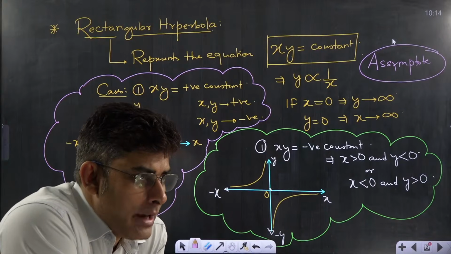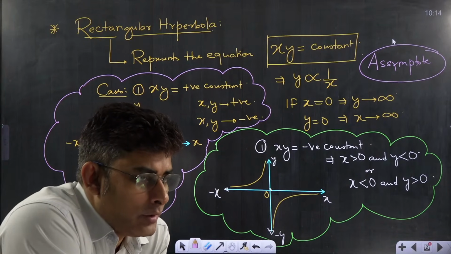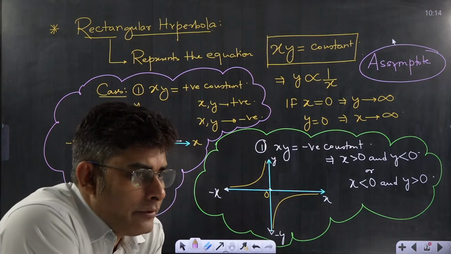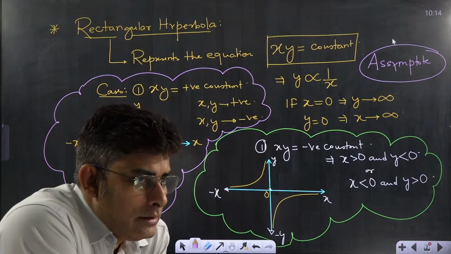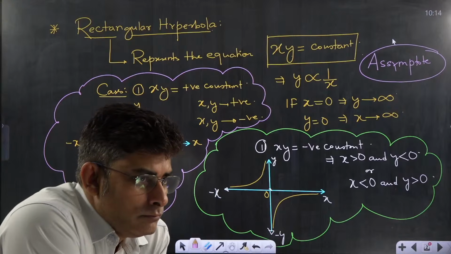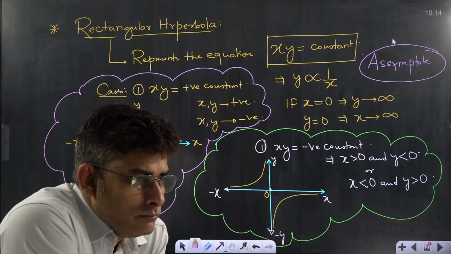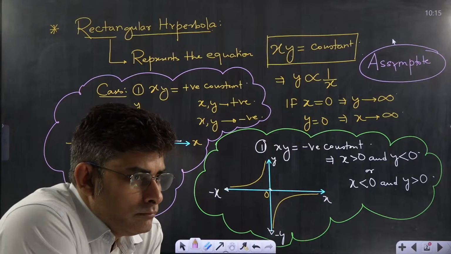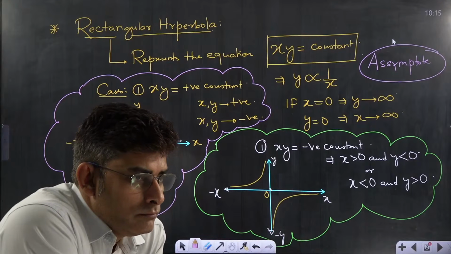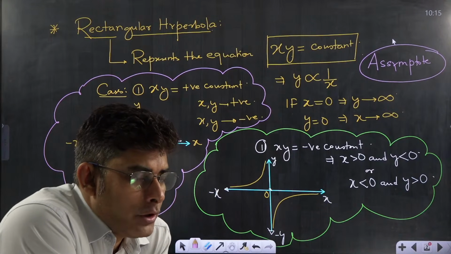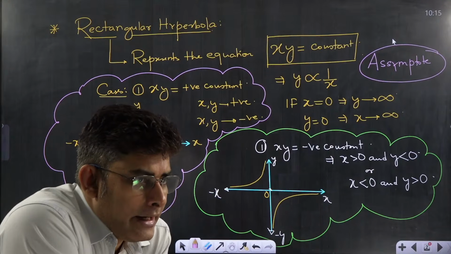So for the rectangular hyperbola that I have drawn, what are the two asymptotes? Which are the lines which you are seeing that this curve is touching at infinity or can never touch? Tell fast. What are the asymptotes for a rectangular hyperbola? Yes, correct. X axis and y axis.